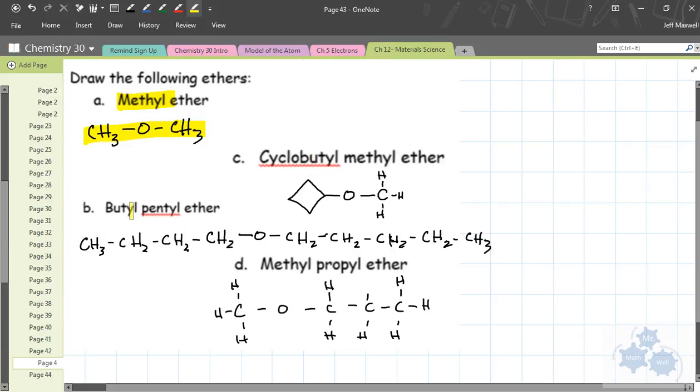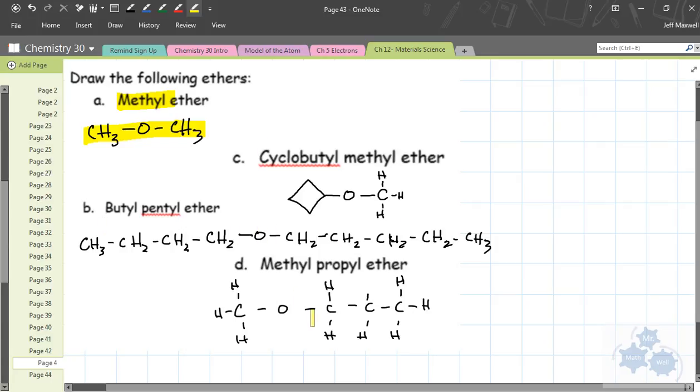B. Now, butyl pentyl ether. Okay, butyl is 1, 2, 3, 4 carbons. Pentyl is 5, right? Penta, 1, 2, 3, 4, 5. So you have the carbon chain here, butyl, carbon chain, pentyl. It doesn't matter which order you write it in, right? And then the O in the middle.